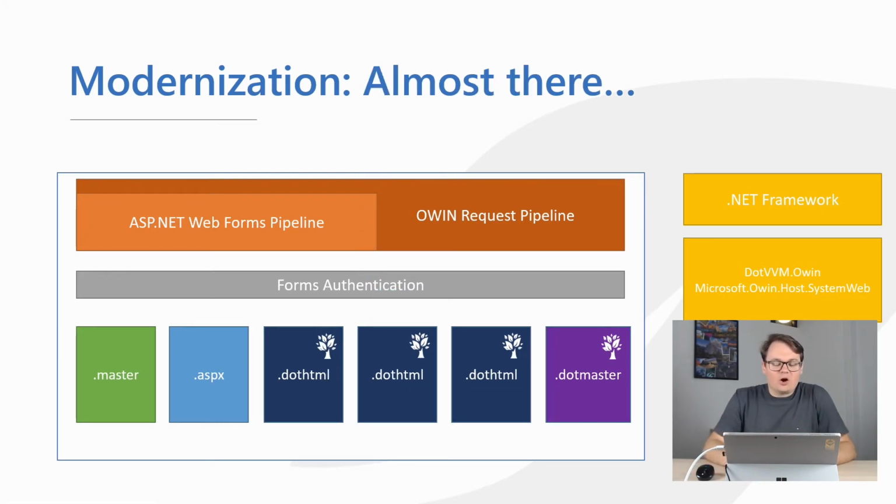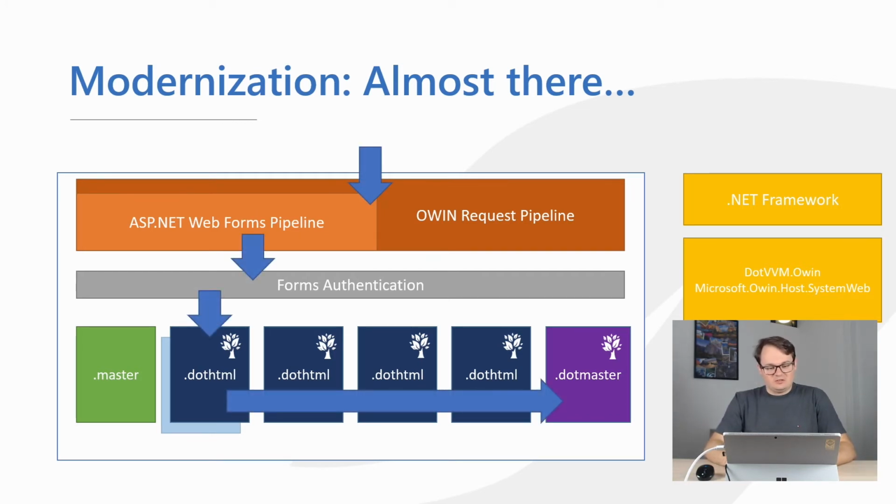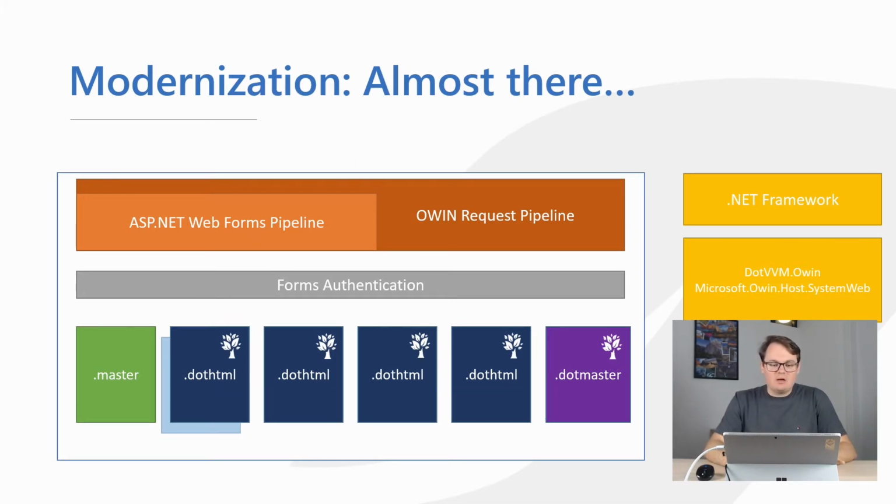And now we are almost there. So again, I will be picking the last page for migration and replace it with the .html version, and then all the requests should go through the OWIN pipeline through .vvm, and the WebForms pipeline will be only used for the authentication or may be avoided completely.